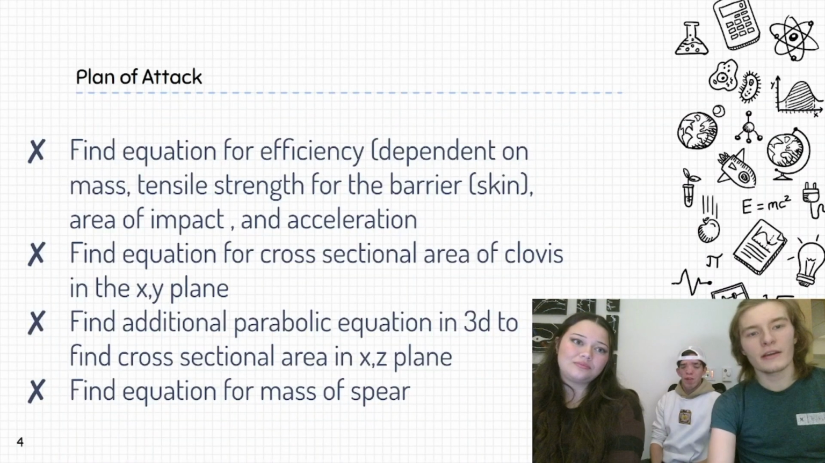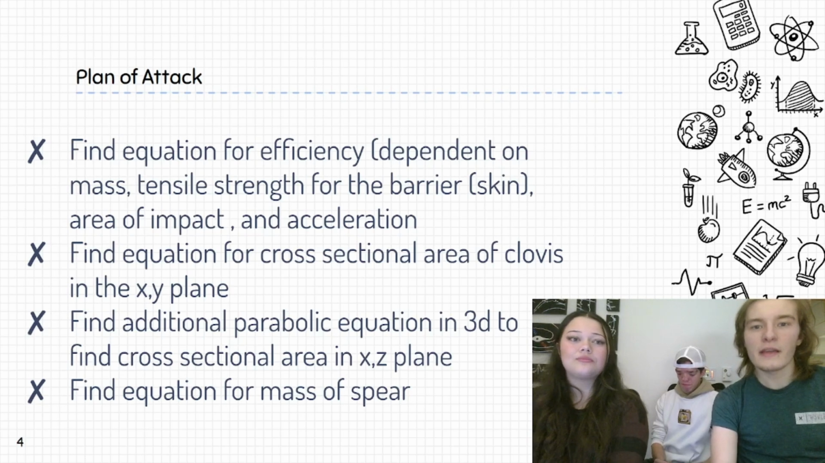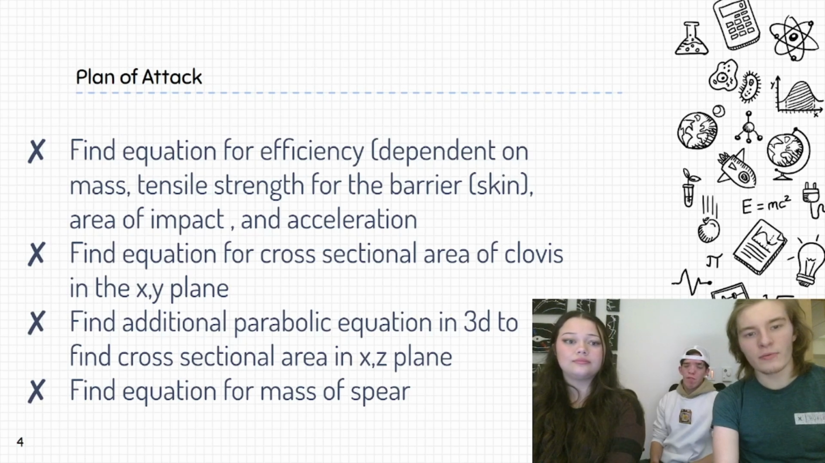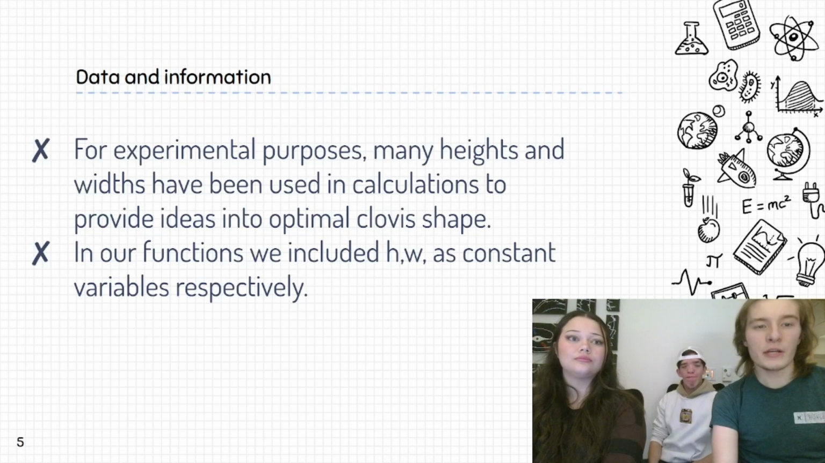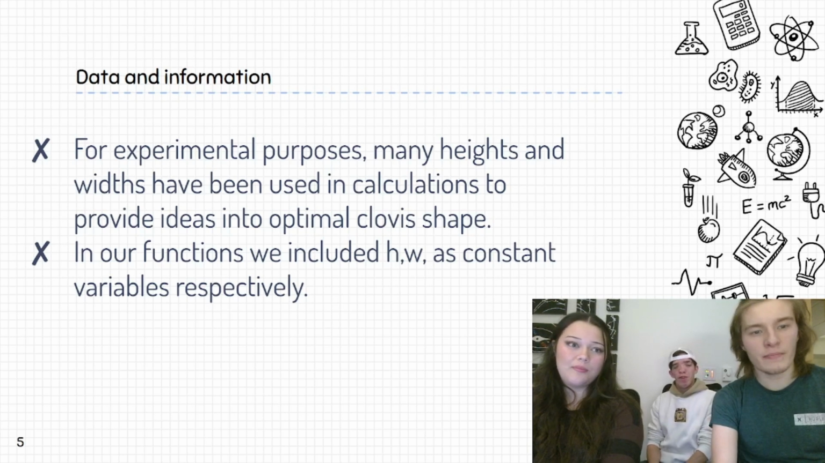Our main plan of attack: we are finding the equation for efficiency, and that's dependent on the mass, the tensile strength for the barrier, and that's just the skin of the mammoth, the area of impact, and the acceleration of the spear. We are finding the equation for the cross-sectional area of the Clovis point in the XY and the XZ plane, and those will be elaborated on later, and we'll also need to find the equation for the mass of the spear. For the data and information, for experimental purposes, many heights and widths have been used in calculations to provide ideas into the optimal Clovis shape, and in our functions we're including h and w, and those are just height and width, and they're constant variables.